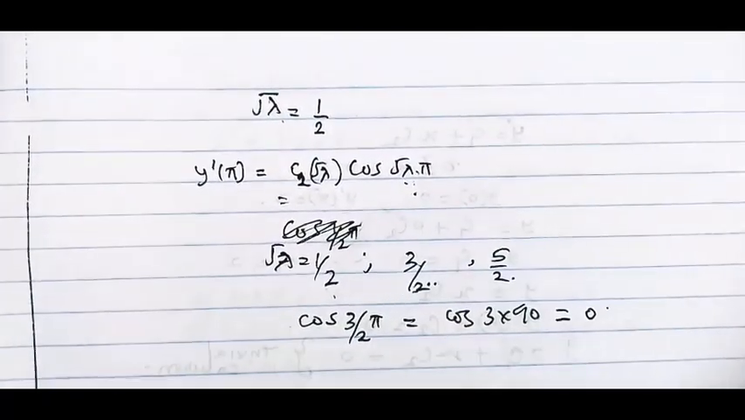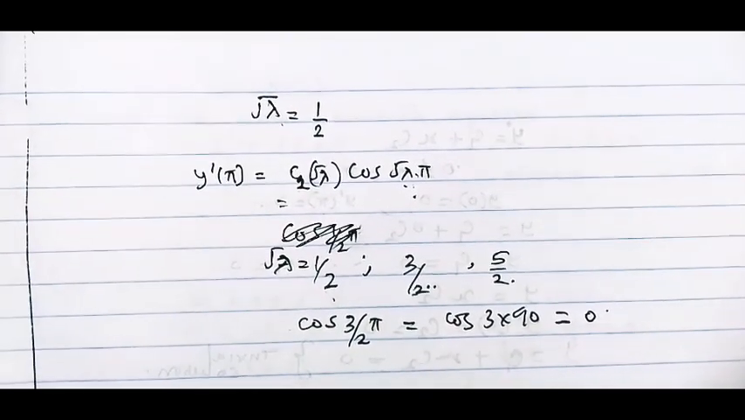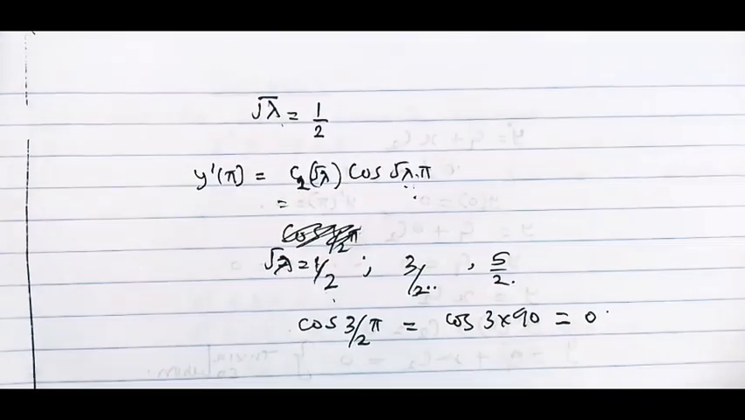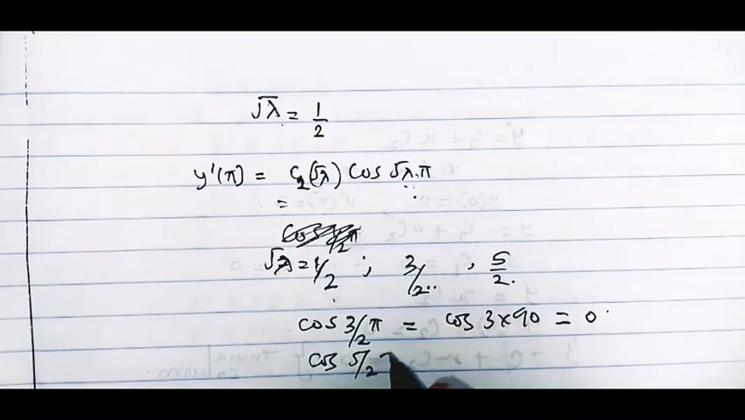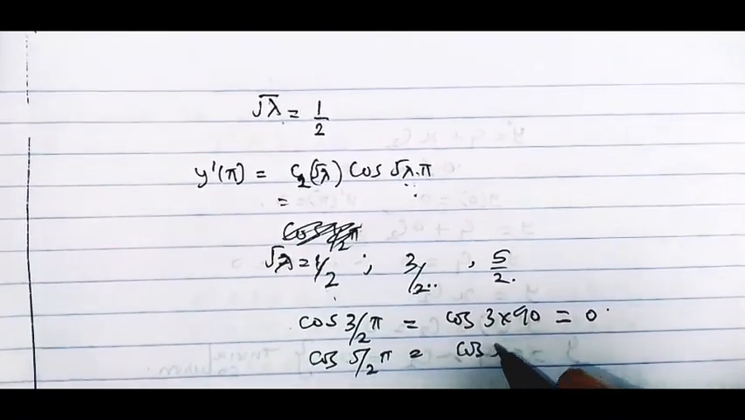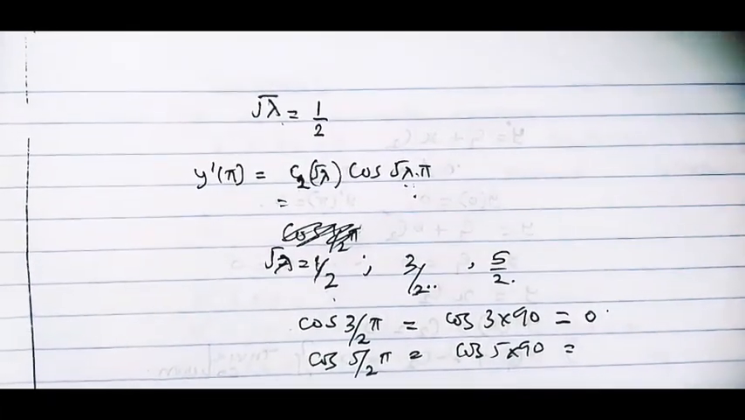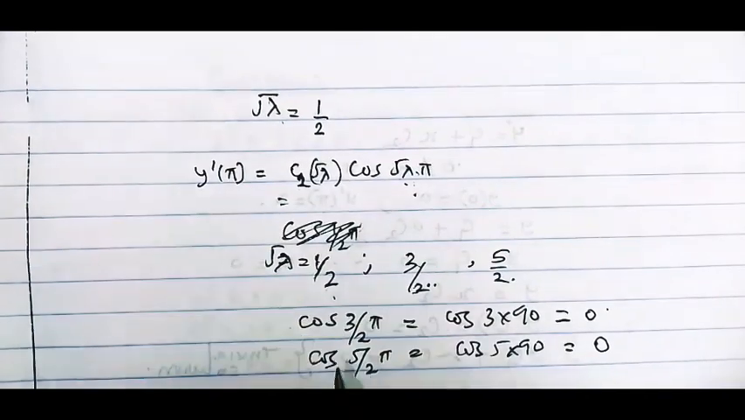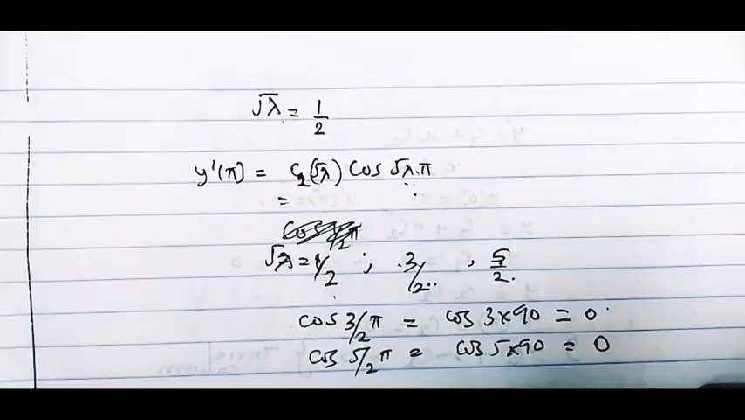In this case, you just have to use trial and error, punching your calculator to find values that can make cos equal to 0, starting from the first value. So let's check cos 5 over 2 pi. This is cos 5 times 90, which gives me, punching the calculator, 0. Nice. But if you notice, we have 1, 3, 5, meaning that we have an odd number series.